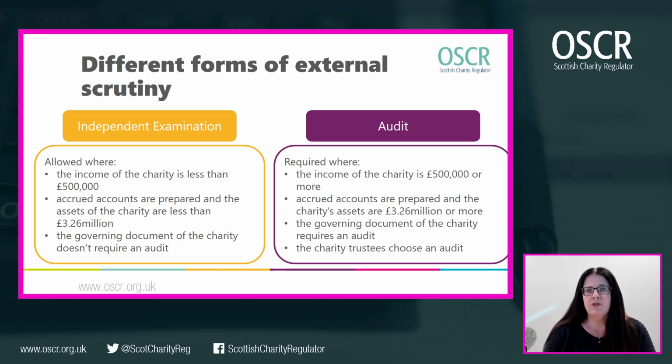The second form of external scrutiny is audit. Audit is required where the income of the charity is £500,000 or more.